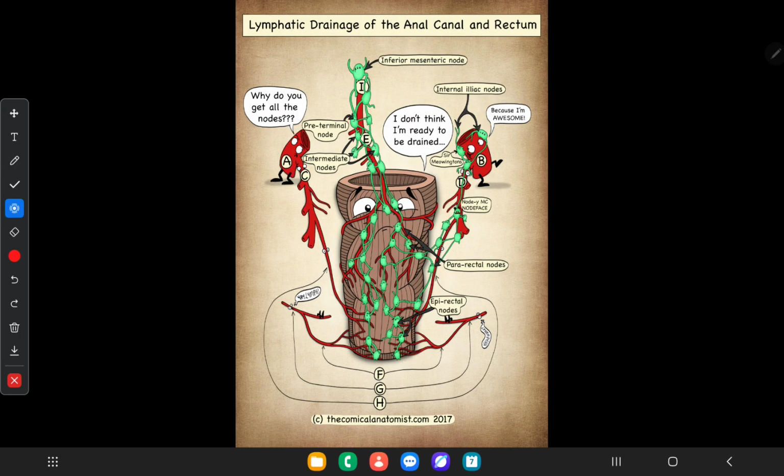When we talk about the lymphatic drainage, here you can see this is a cartoon picture, and you can see the nodes, epirectal nodes here and pararectal nodes here, and then those drain into the inferior mesenteric nodes here, and also they drain into the internal iliac nodes as well.